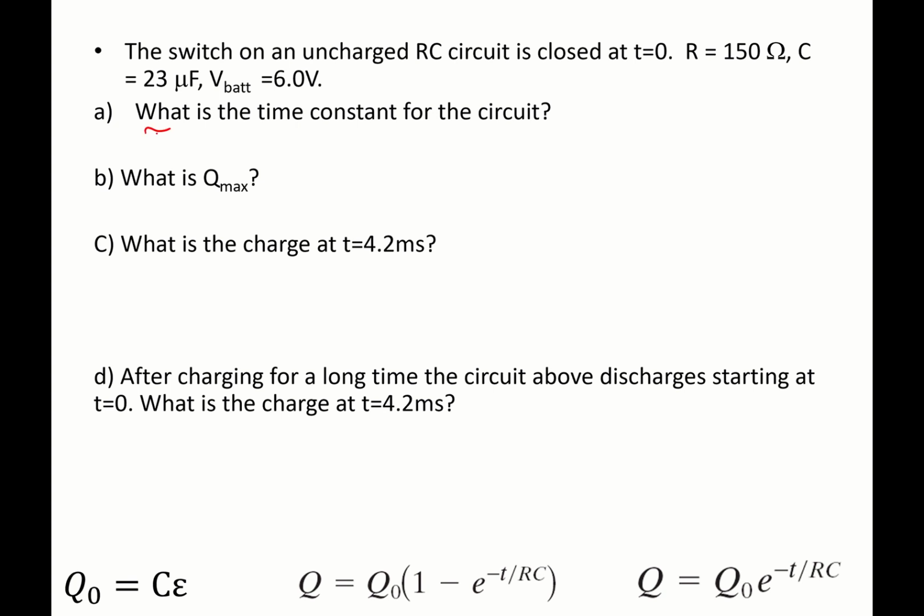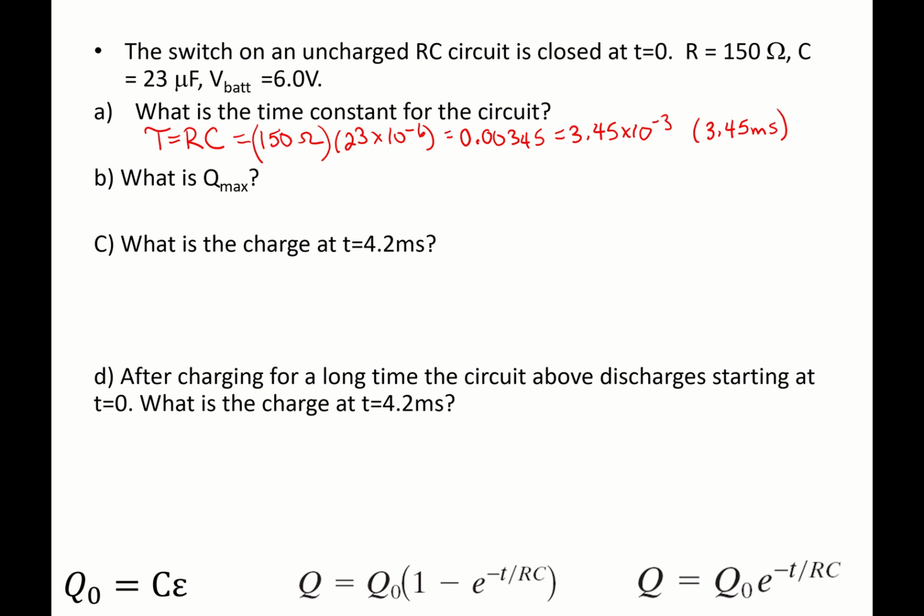So time constant, that's my tau. It's just the R times the C. So R is 150 ohms. The C is 23 microfarads. I need to make sure I put that into farads. So 23 times 10 to the minus 6. And I get 0.00345, or 3.45 times 10 to the minus 3 seconds, or 3.45 milliseconds. Okay, so that's how long the time constant is.